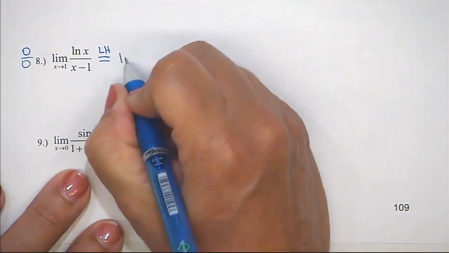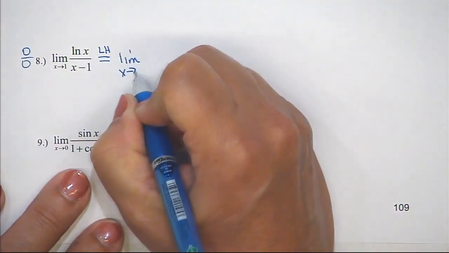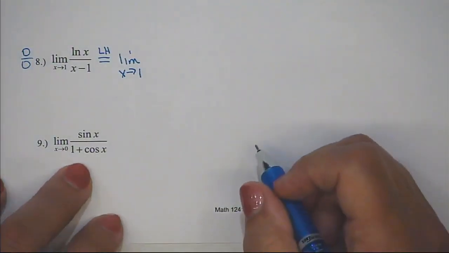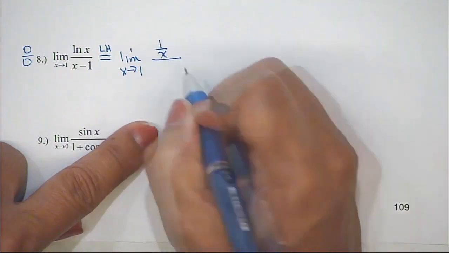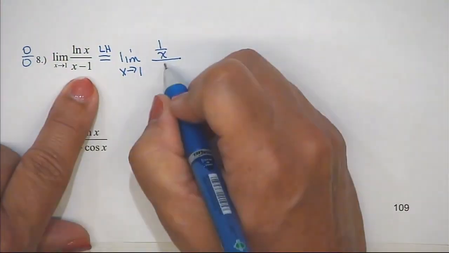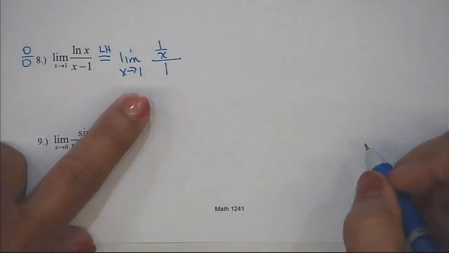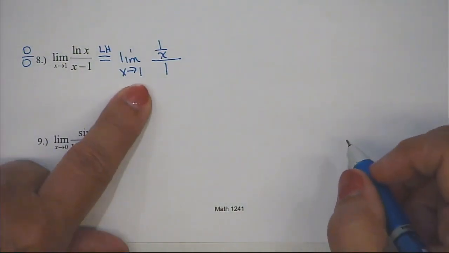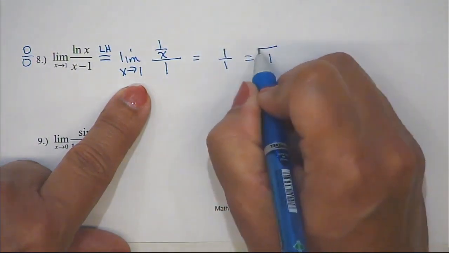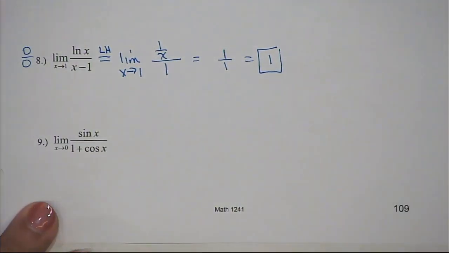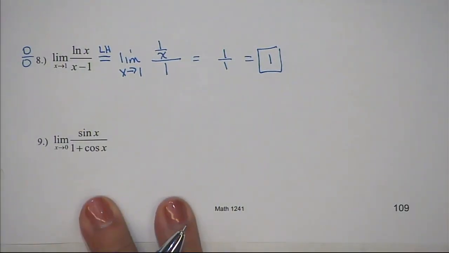All right, so we're going to look at the limit as x goes to 1 and take the derivative of the top, derivative of the bottom. So the derivative of natural log is 1 over x, and the derivative of x minus 1 is just 1. So we have 1 over x, and we're going to plug 1 into that. 1 over 1 is 1, and so there's your limit. Okay?